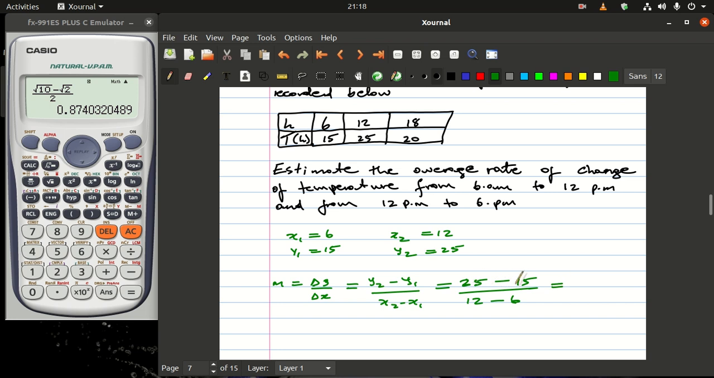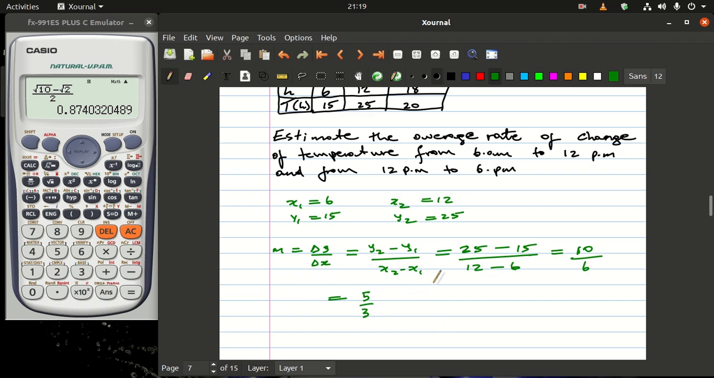Of course here we have 25 minus 15, which is 10, and 12 minus 6, which is 6. The common factor here is 2. How many 2's out of 10 is 5, and how many 2's out of 6 is 3. They said estimate, so they are looking for an approximation. So for an approximation of this, how many 3's out of 5 will end up having 1, and then we have a remainder, the remainder is 2, and how many 3's out of 2, there is no 3 out of 2. You place a comma, and when you're placing a comma, you add a 0. You ask yourself how many 3's out of 20.